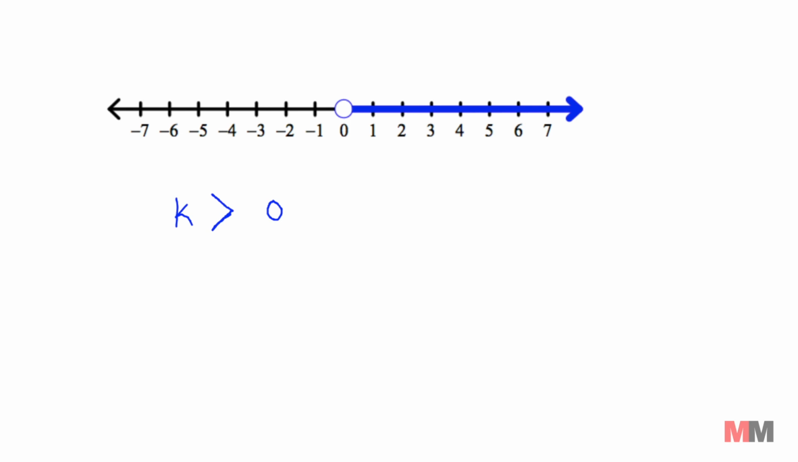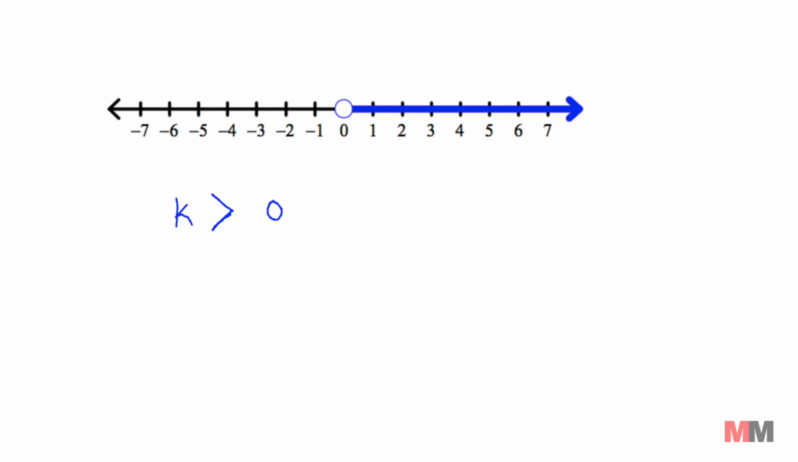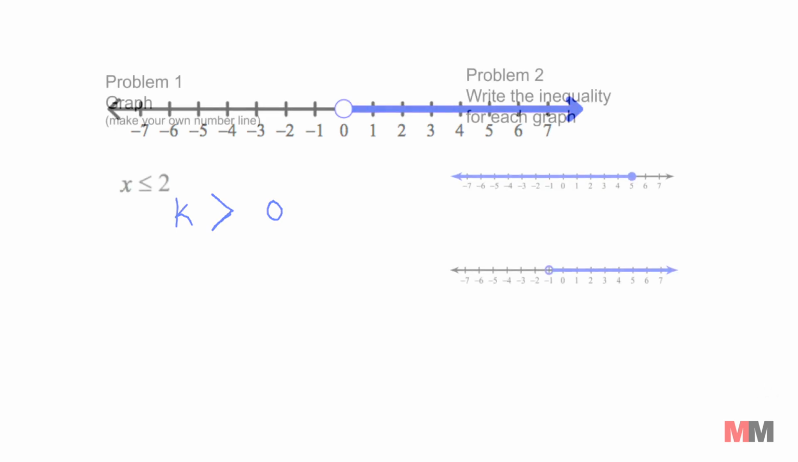And now check your answer. Let's say I plug in a 6 in here. 6 is greater than 0, because that's part of the shaded answer. It makes sense. Boom. Super, super easy, guys.